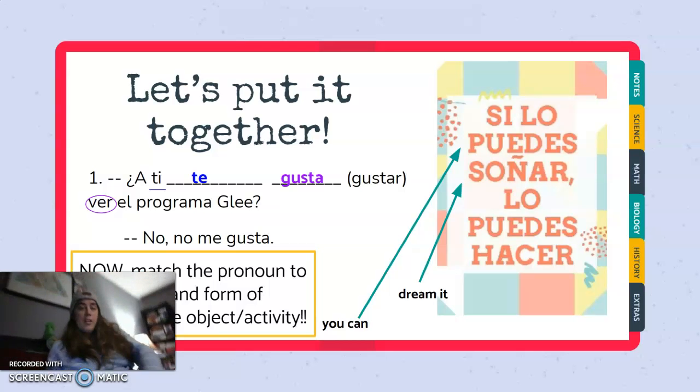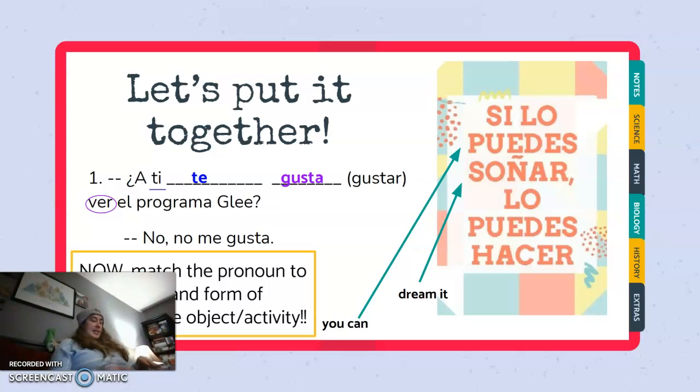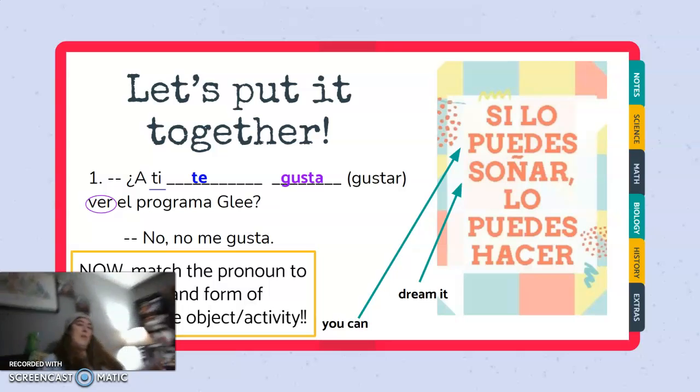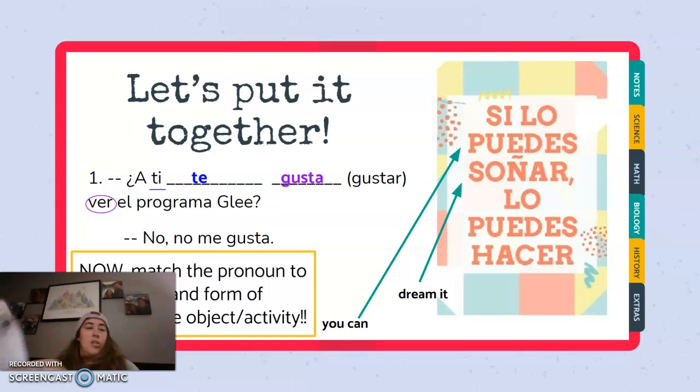So I'm going to set this over here. Let me just grab my paqueta here. En la bolsa. La tengo.